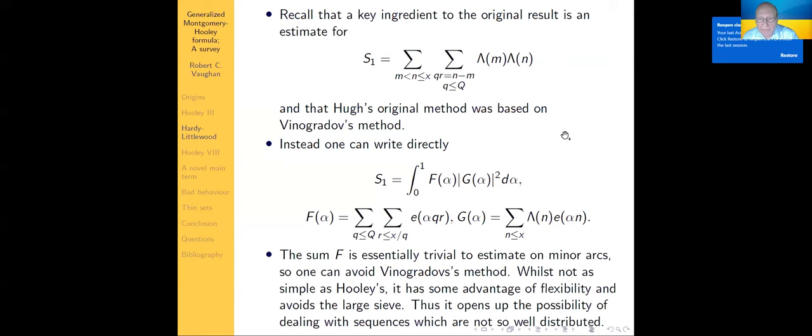And it has some advantages of flexibility because it doesn't use the large sieve. It doesn't require your sequence to have positive density or a size which is close to positive density. So there's a lot more flexibility available there. And if you're dealing with something, say with the Riemann hypothesis, it's relatively easy to take advantage of that in the methods as well. Anyway, although it's not as simple as Hooley's method, it has some advantages.